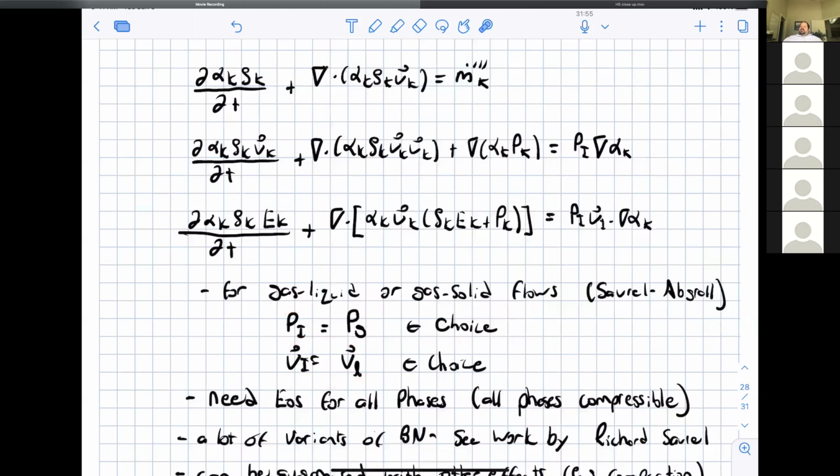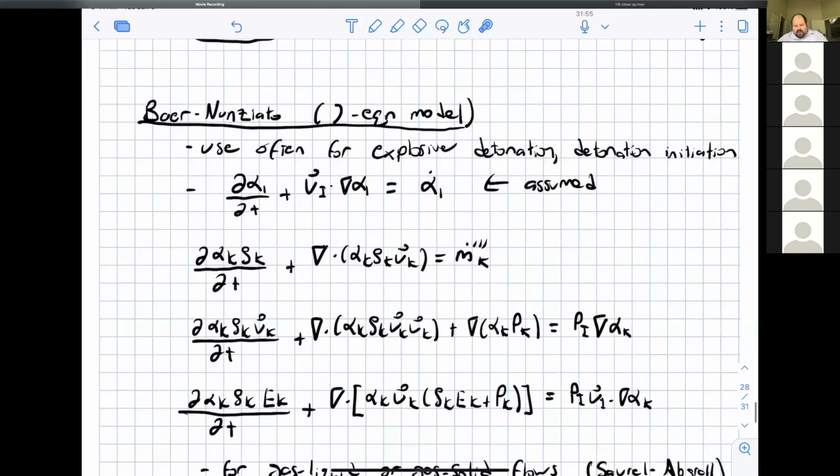And so the BN equations are used a lot in the explosives community. And in fact, Baer and Nunziato, or basically Mel Baer, was at Sandia, and these were developed for high explosives. And so this is really meant for granular materials that are in a very, very compressible regime, where even the solid itself is very compressible.